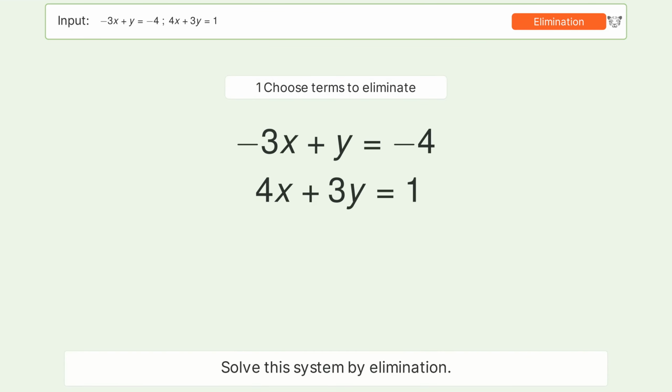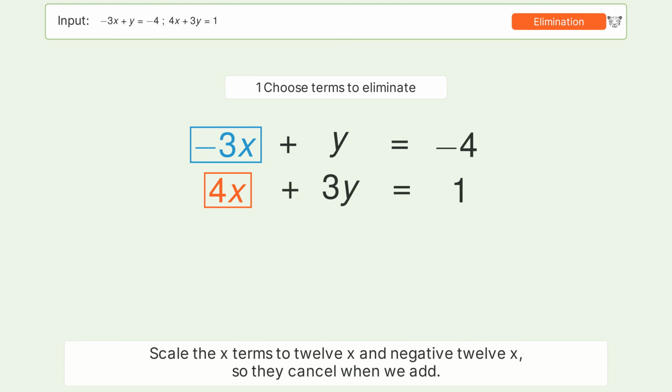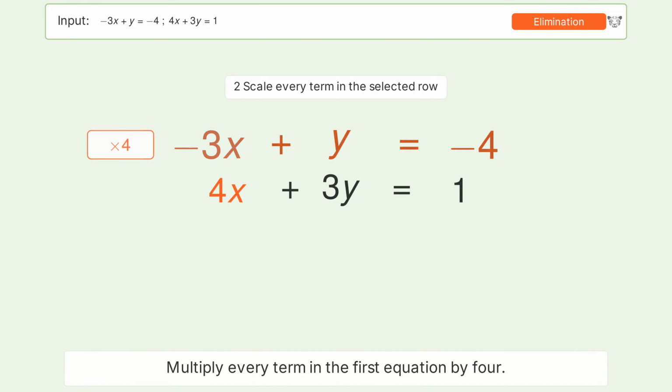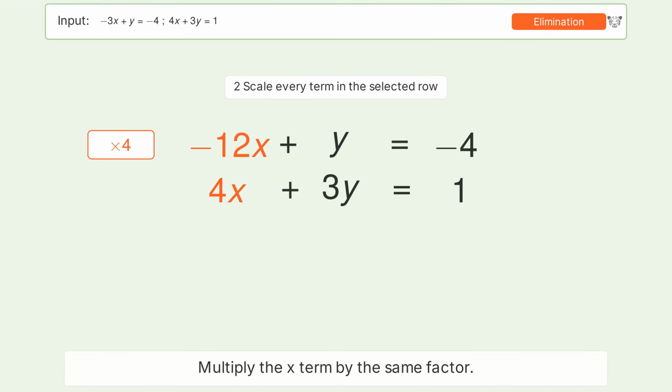Solve this system by elimination. Scale the x terms to 12x and negative 12x, so they cancel when we add. Multiply every term in the first equation by 4. Multiply the x term by the same factor. Now multiply the y term by that factor. Finally, multiply the right side too.